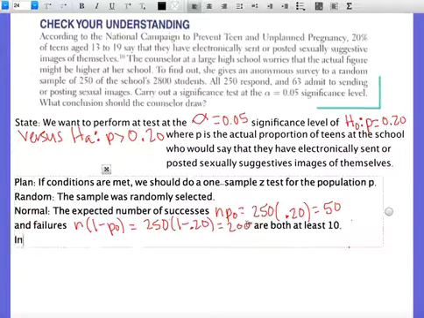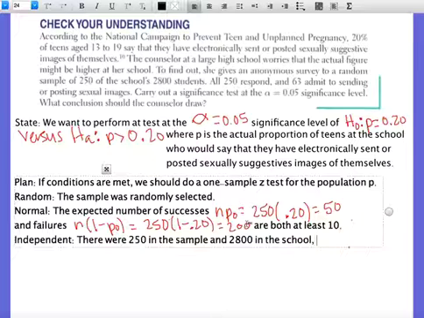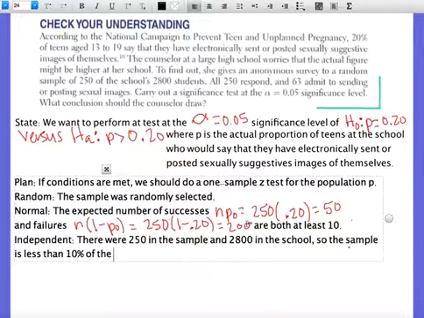So now we're going to move on and look at independent. So we would say there were 250 in the sample and 2,800 in the school. So the sample is less than 10% of the population. This means all conditions have been met.